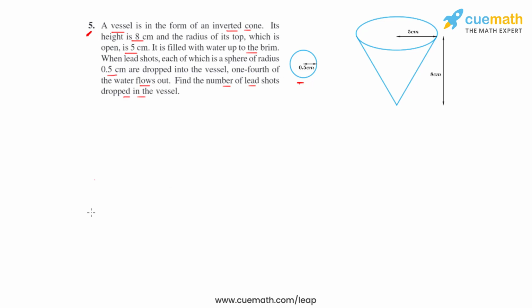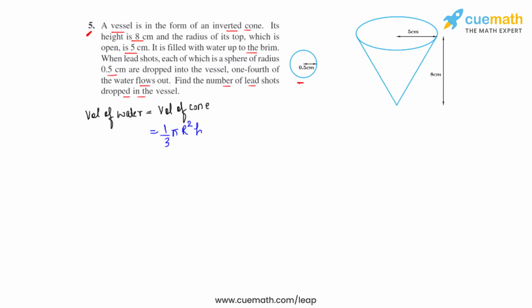So what we can write is the volume of water, as it was filled up to the brim of the inverted cone, will be equal to the volume of the cone. So we can find the volume of the cone with the formula 1/3 pi. We'll take the radius of the cone as capital R. So 1/3 pi R square h.